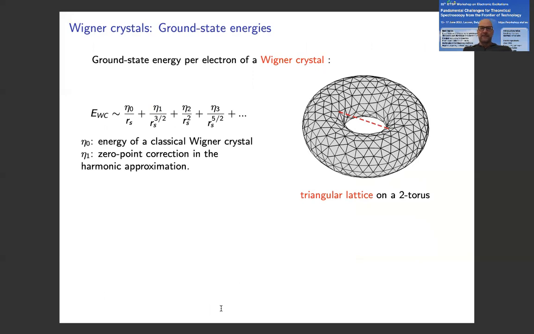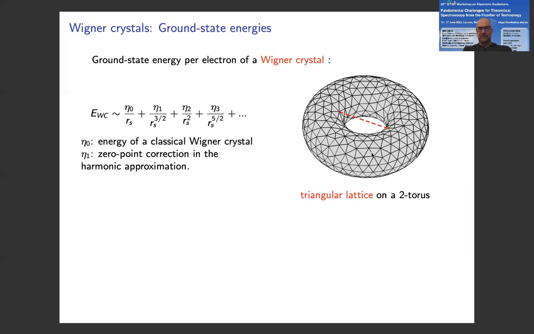And so here we calculate the ground state energy of Wigner crystals, that can be expanded using this asymptotic expansion. So the first term corresponds basically to the Madelung constant. It's the energy of a classical Wigner crystal. And the second term corresponds to the 0-point correction in the harmonic approximation. And then the other terms are anharmonic corrections.